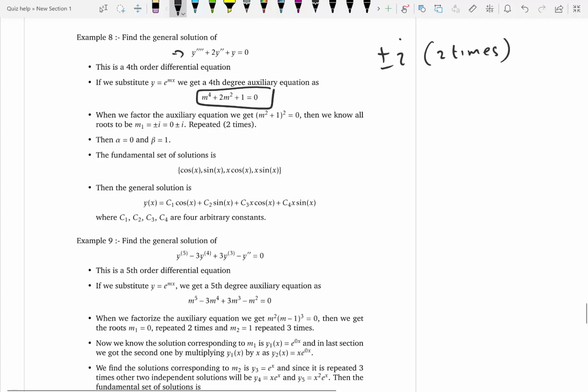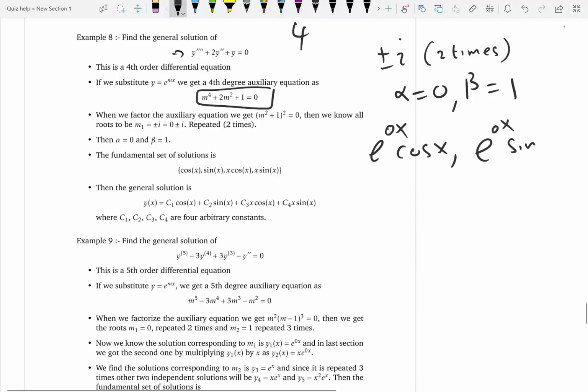Now repeated 2 times means, so this is a fourth order differential equation, so we should have 4 roots. Well, we know alpha here is 0, beta here is 1. So tell me the first set of solution. Well, e to the alpha x, or e to the 0x cosine x, right? e to the 0x sine x. That should be the solution, just forget about the repeating times. Let's forget it's repeated. For plus or minus i complex root, this should be the solution, right?